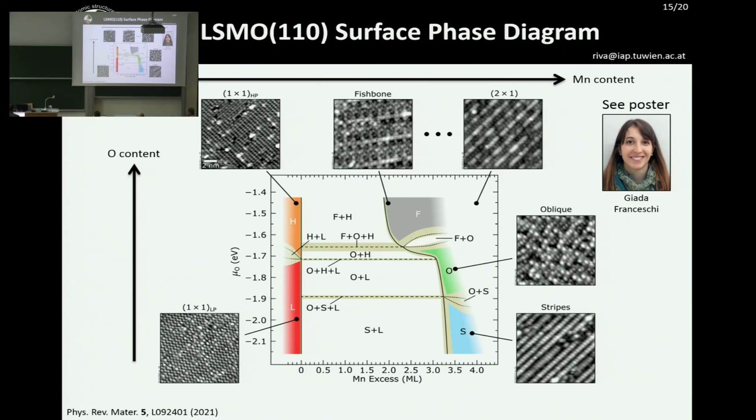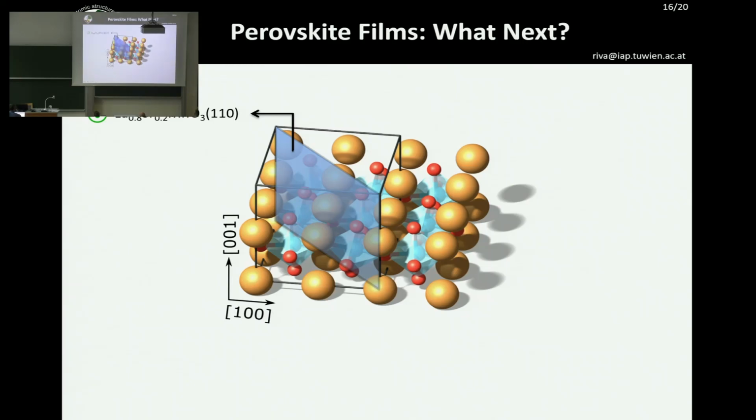So what I've been showing you so far, this stuff was part of Jada's thesis. She has a poster, so if you're interested more in this, you can talk to her later on. So all in all, I think that on the LSMO 110, at least for the growth part and for the controlling of the surface structures, we are at a good stage.